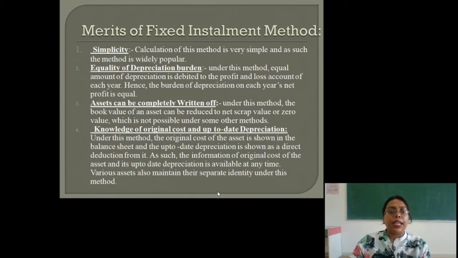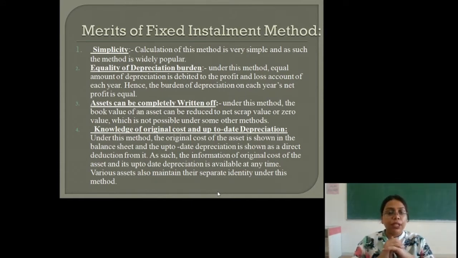Equality of depreciation burden. Under this method, an equal amount of depreciation is debited to the P&L account each year. Hence, the burden of depreciation on each year's net profit is equal. So the depreciation burden is equal in every year. The amount debited as depreciation from the P&L account will be the same every year, hence the burden of charging depreciation is minimized and equal every year.